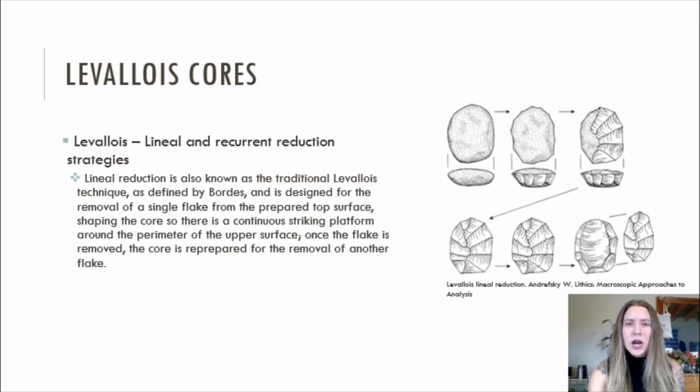Lineal reduction was originally defined by Boëda, also known as the traditional Levallois technique. This reduction strategy is designed to remove a single pre-shaped flake from the center of a prepared core surface. In order to achieve this, the core is shaped so that there is a continuous striking platform around the entire perimeter of the upper surface. Once the desired flake is removed, the core must be reshaped around the entire perimeter again in order to remove the next flake. An example is shown here in this illustration. This is the lineal reduction strategy for Levallois.